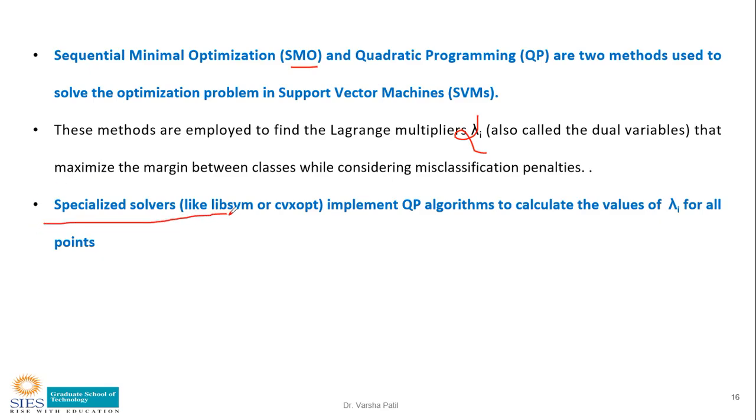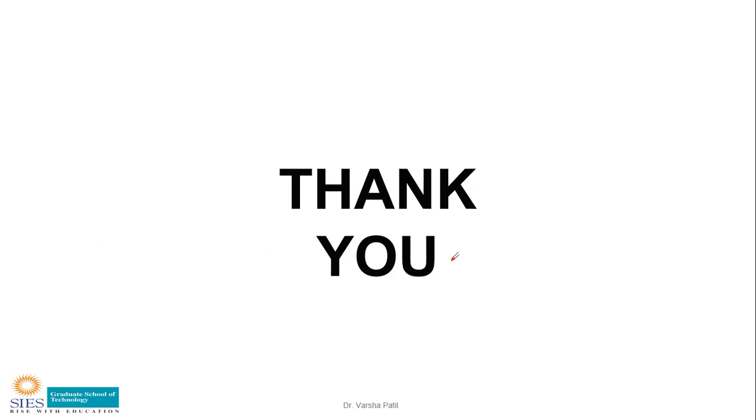Specialized solvers like libSVM or CVXOPT implement the quadratic programming algorithms to calculate the values of alpha. In some literature it is alpha and in some literature it is lambda. So basically we calculate that particular Lagrange's multiplier constant for all points. This is all about quadratic programming for the hard margin of SVM. Manually calculating alpha i is not easy, but in my next video I am taking a very simple problem in which we already declared the support vectors, and based on that we are calculating the W and the B values.